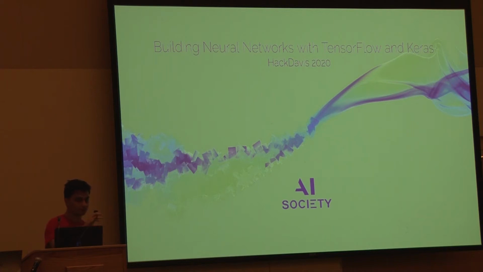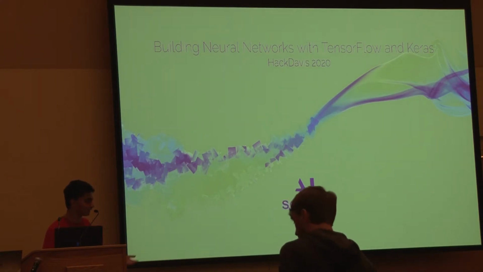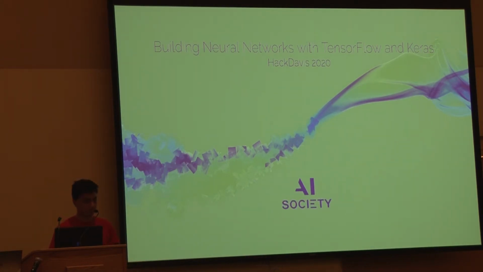Brief introduction about who I am and where I'm from, basically. So my name is Hari. I'm actually part of AI Society. So it's basically a club on campus. We focus specifically with the ML and AI stuff within the realm of computer science.